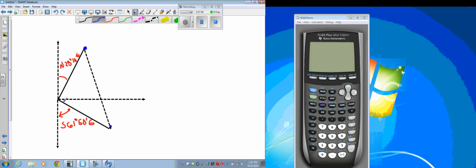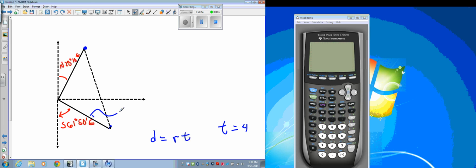What's going to be your approach for the rest of it? Notice it's telling you miles per hour and it's telling you hours, right? So we can get a distance for the two ships using this formula: distance equals rate times time. Now on this ship, the rate is what? 24, and the time for both of them is what? 4 hours. So this distance right here is going to be 24 times 4, right?